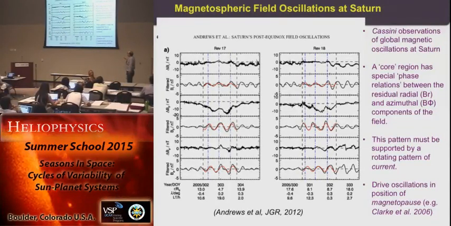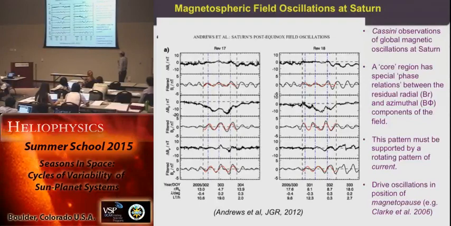So what Dave has done here is for two orbits of Cassini data, he has subtracted a reliable internal field model from the magnetometer observations. Hence, what you have left over is an observation of the field due to external sources, right? And we have here pairs of panels corresponding to the radial, meridional, and azimuthal spherical polar components of this so-called perturbation field, this field due to sources external to the planet.